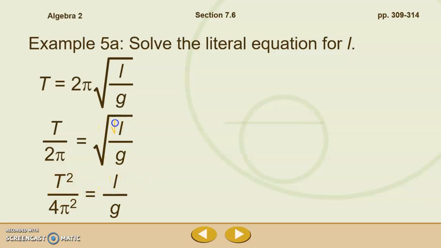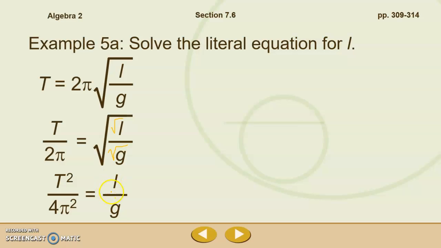Now, you might have rewritten that as the square root of L over the square root of g, thinking about how we were splitting those fractions and rationalizing the denominator. But it's a whole lot easier just to square this from the beginning and get rid of it all the way around. All right, we then need to get L by itself.